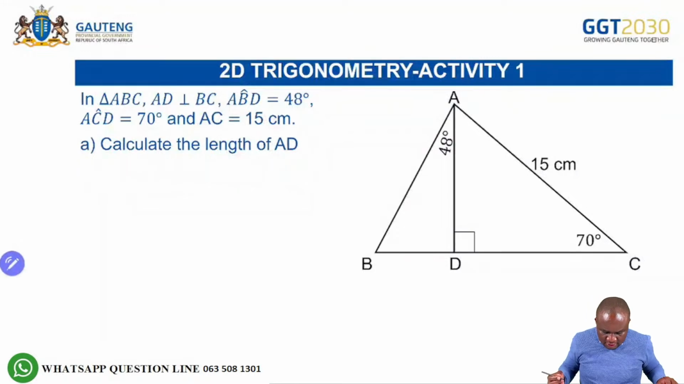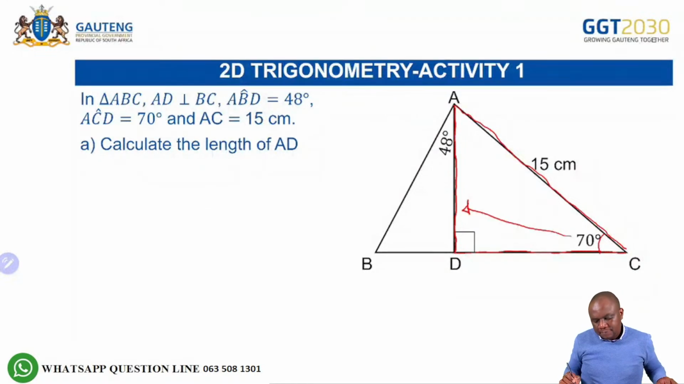We want to start by calculating the length of AD. Let's check this triangle, ADC. We have an angle here, the 70 degrees, and also we have the hypotenuse. And then AD is the opposite side, and AC is the hypotenuse.